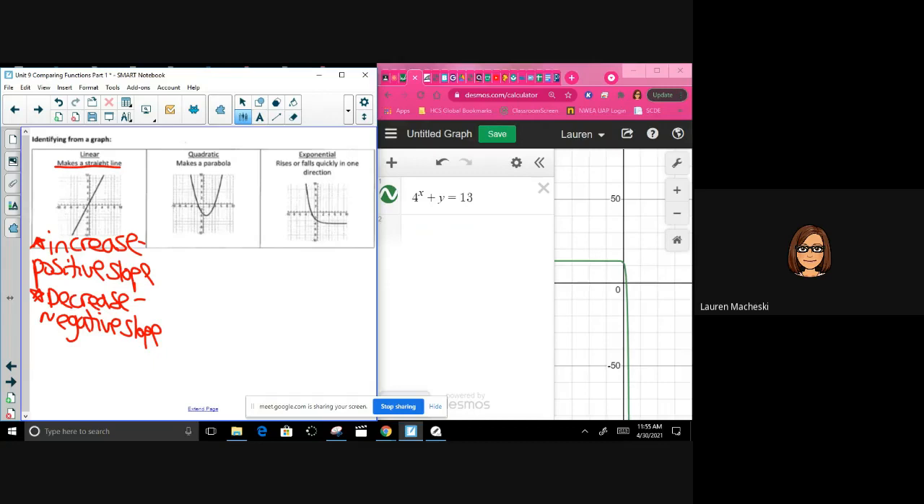Quadratic is going to make a parabola. Remember that U shape is a parabola. If it faces up like this one does, what's that called when it faces up? What's this point right here called? Called your minimum vertex point when it faces up. If it faces down, it is called a maximum.